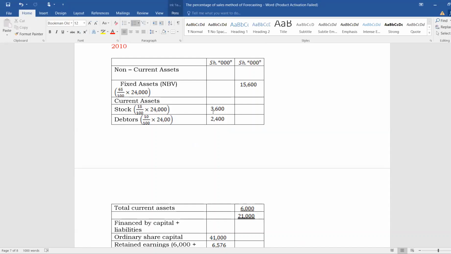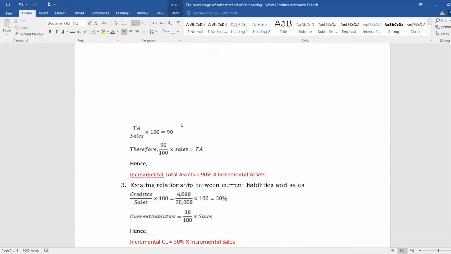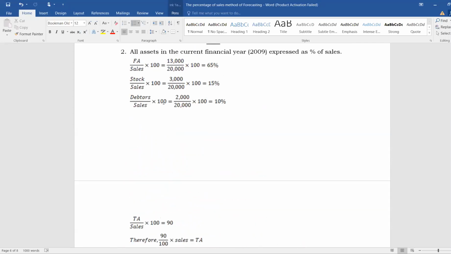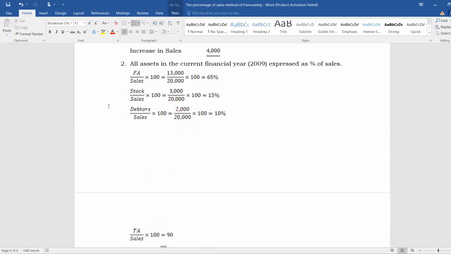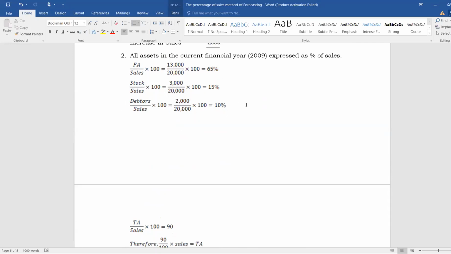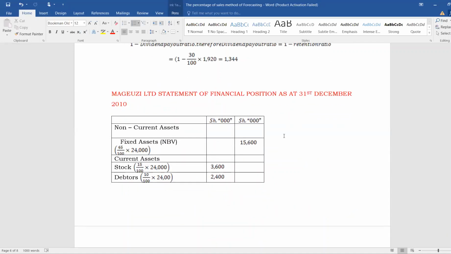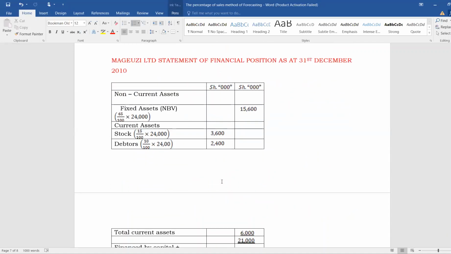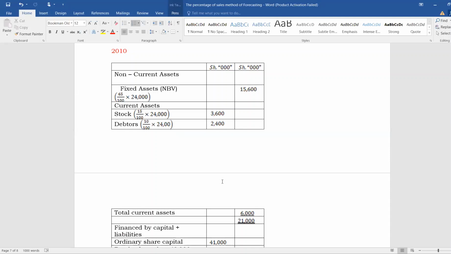Yes. Debtors, we want what percentage? 10%, isn't it? So 10% of total sales of the year 2010, the year inatupatia 2.4 million. So total current assets, when you add, the year inakuwa ngapi? 3.6 plus 2.4 million ni ngapi? 6 million. Plus 15.6 million, does it give us 21.6 million total assets?